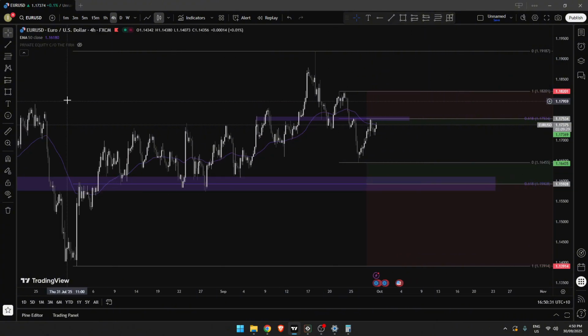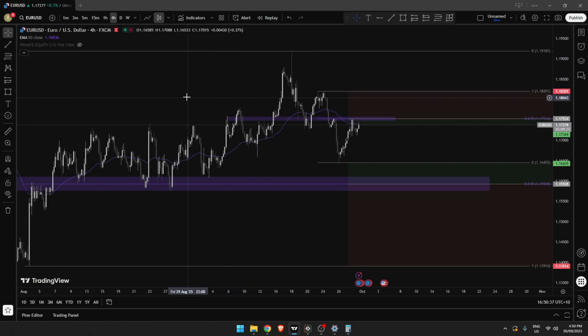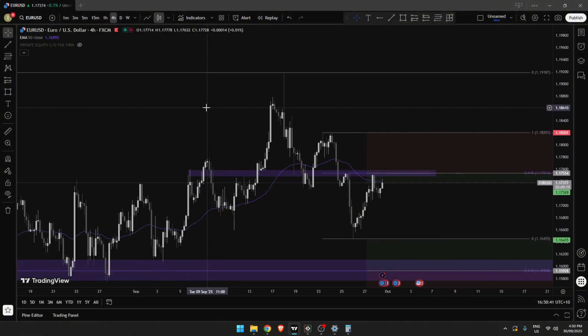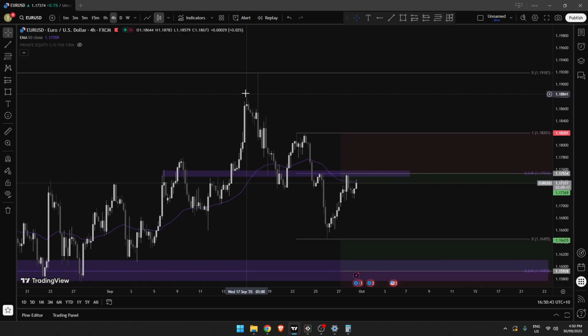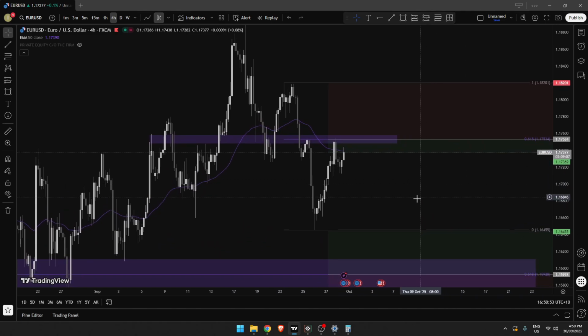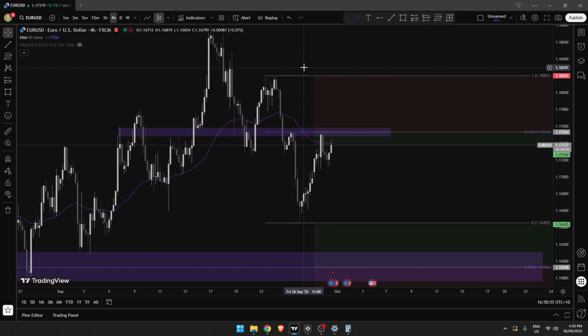So as you can see, the 4 hour was bullish and it was aligning with my daily and weekly trend. However, we had a shift in market structure to the downside. So we had a bearish rally and another bearish rally, which resulted in multiple breaks of structure to the downside. And it's the same thing in reverse.